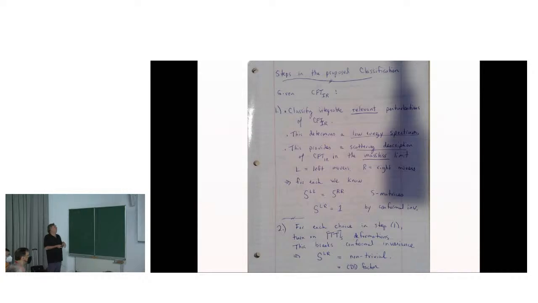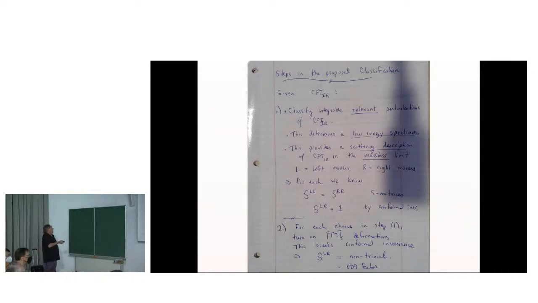And you know the S matrices. Then we turn off this relevant operator and get a massless theory. So this gives us a scattering description of the conformal field theory. We heard about this yesterday in Torelli's talk.